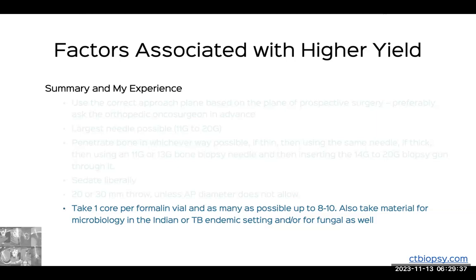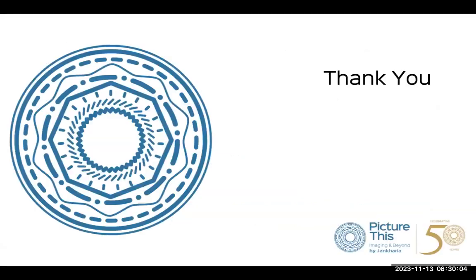And as I said earlier, even if there is a 0.5% possibility of a non-neoplastic etiology, it's a good idea. And maybe it's just a good idea in every patient to take material for microbiology, in which case, again, it's 1 core per vial. Of course, if you get pus, then you distribute it for the various tests that are required, TB being preeminent, and then it could be aerobic and fungal culture as well.